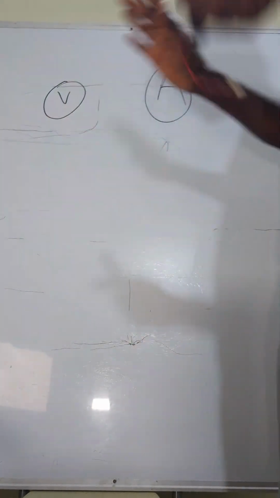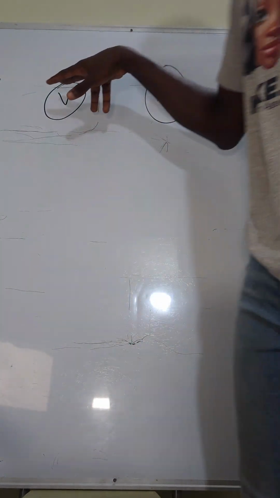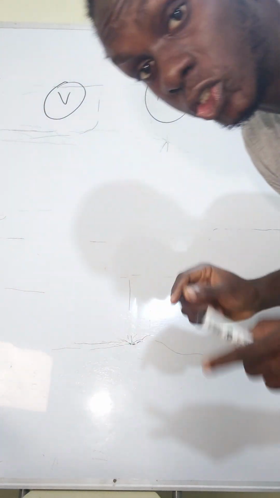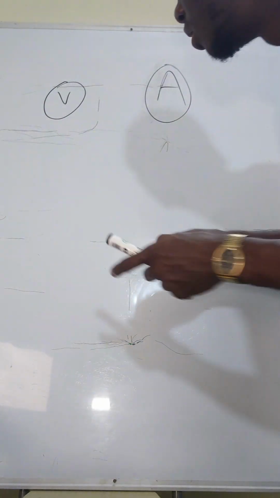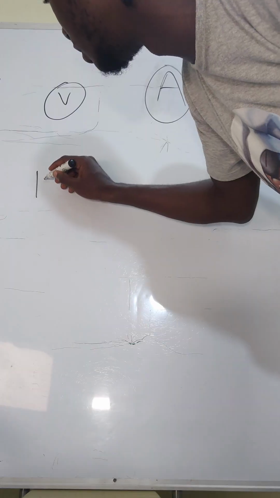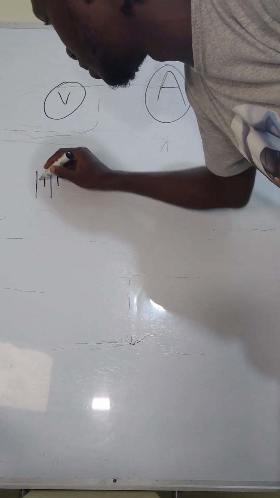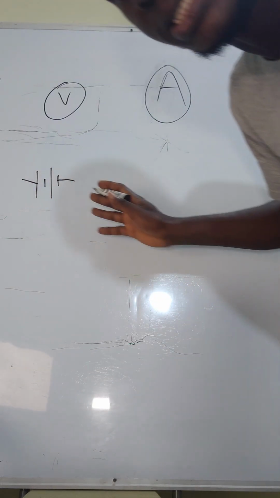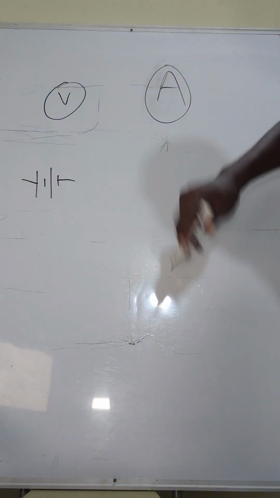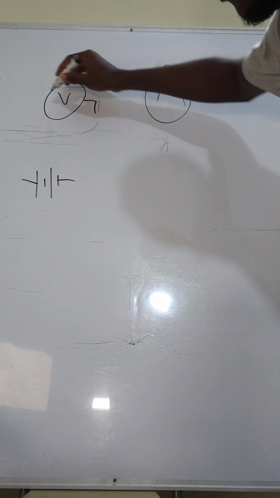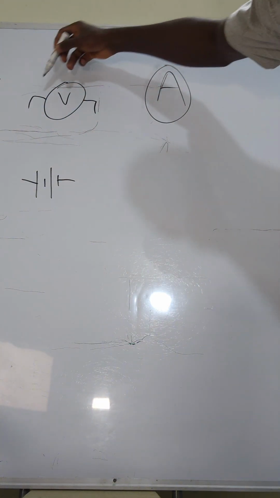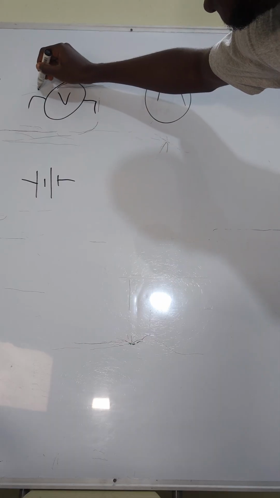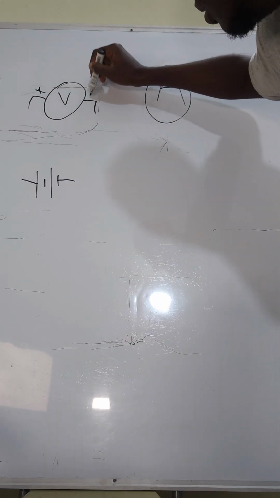For the voltmeter, it is very straightforward. The terminals are going in parallel with what you are testing. For example, we have a battery. This is the symbol for battery in a circuit system, and we want to check the voltage of the battery. You just take the probe of the meter, right? This will be the positive probe and the negative probe.